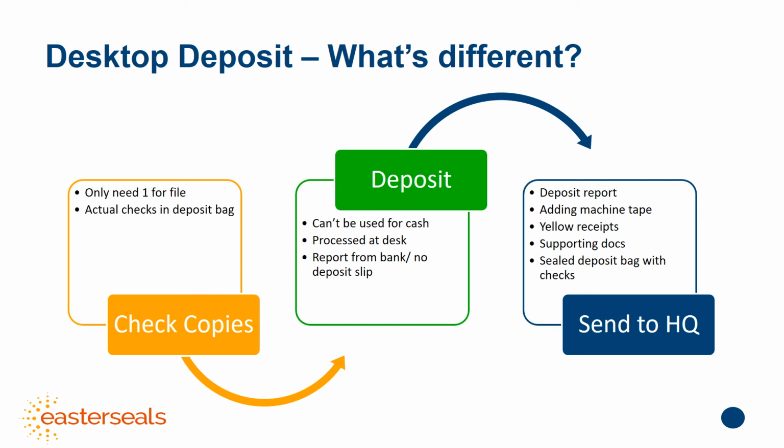You only need to make 1 copy of the checks for your records, because remember, the actual deposit bag has actual checks in it. Now if you have cash, however, you would still need to go to the bank. So that is one downfall of that. Putting your deposit batch together is a little different, as we discussed earlier.